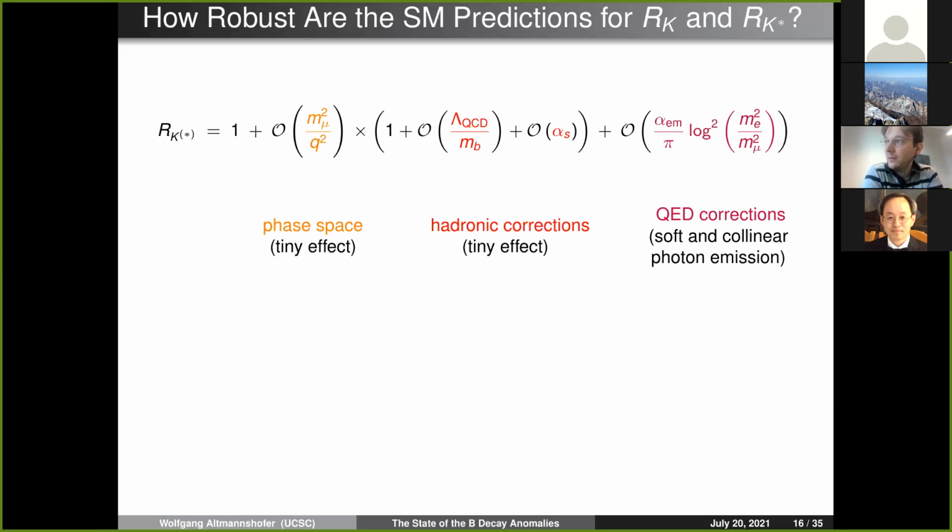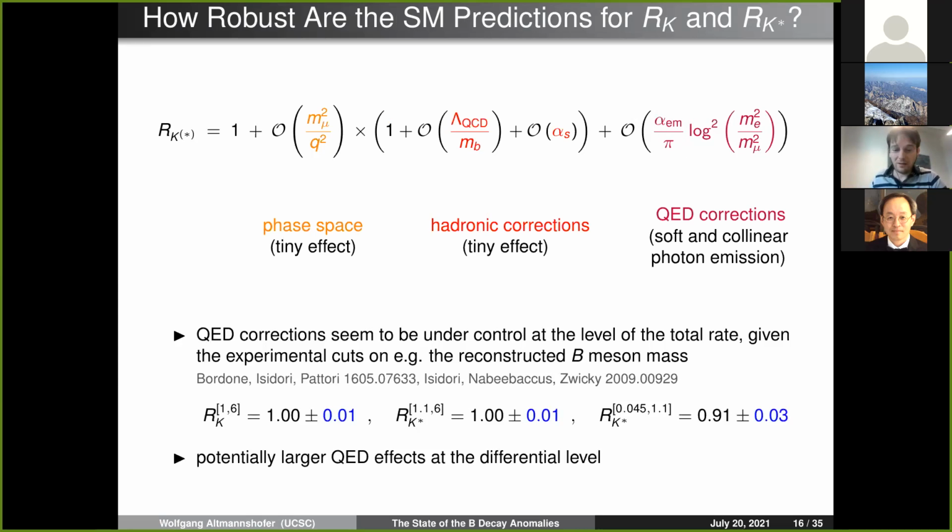The way the analysis is done and the way the experimental cuts are done on the masses and invariant masses and energies of the various particles involved, this logarithm is actually much smaller, and these QED corrections are actually at the few percent level. They are taken into account in the analysis, and arguably in a reliable way. So these QED corrections do seem under control, at least at the level of the total rate. And this has been studied and looked at in quite some detail.